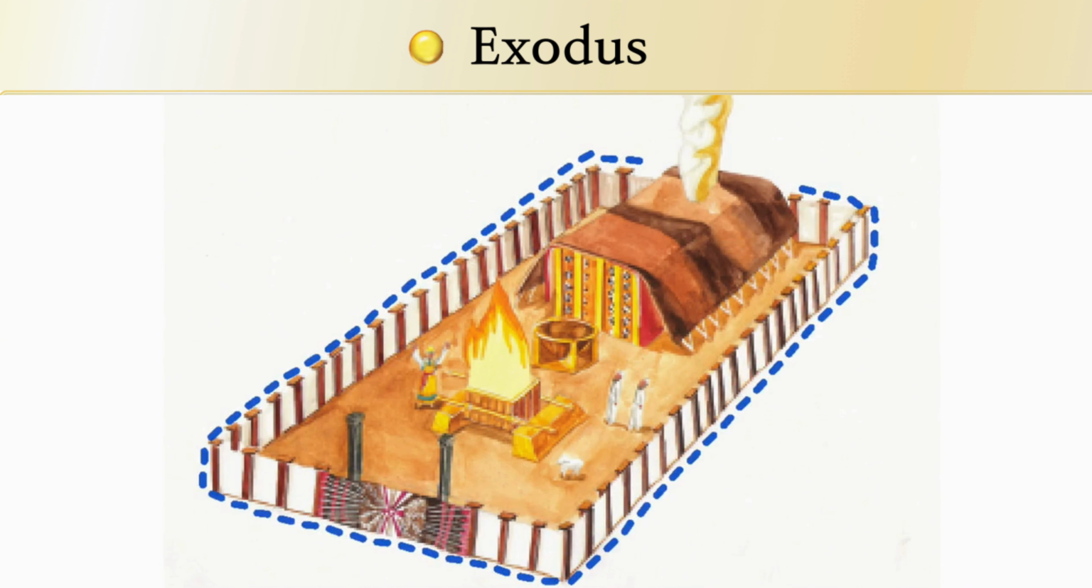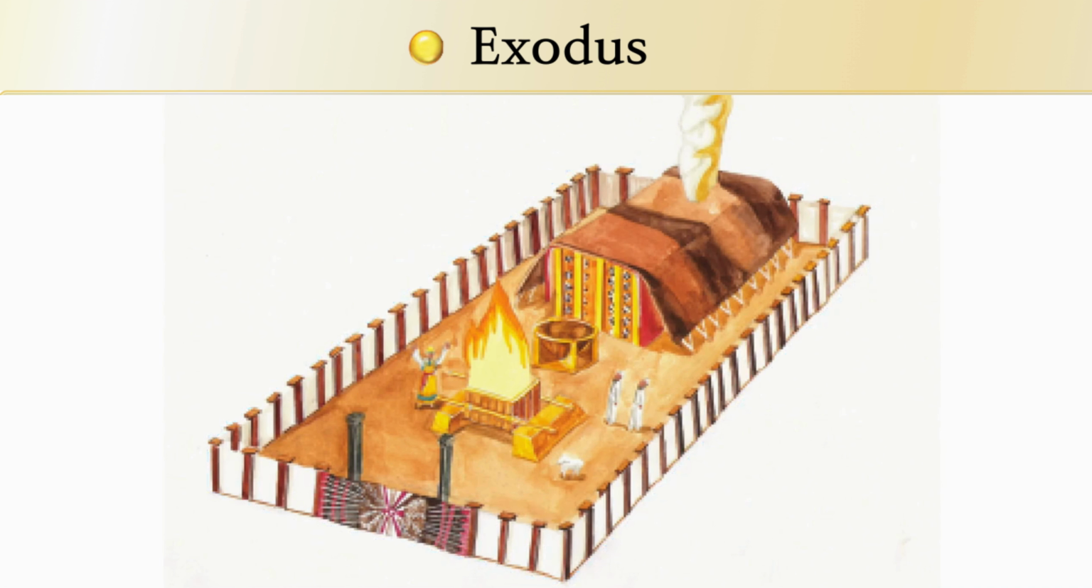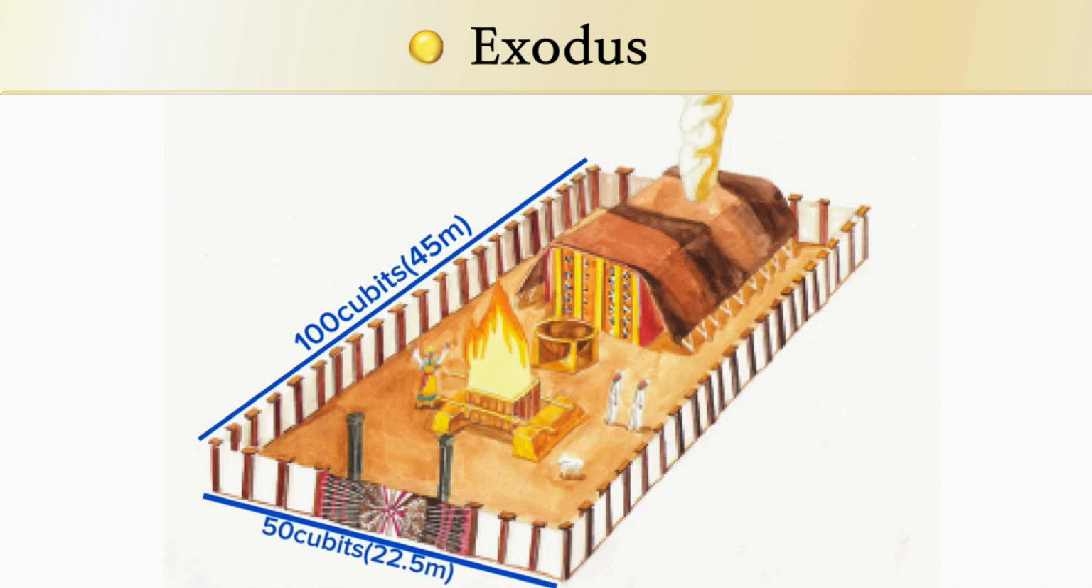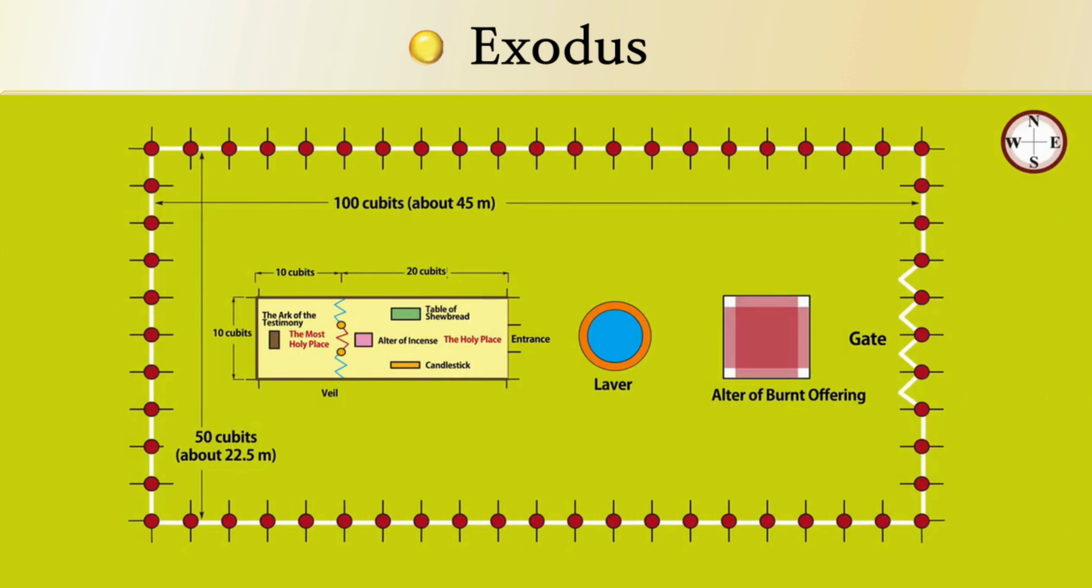The tabernacle fence surrounding the tabernacle measures 100 cubits wide, which is 45 meters, and 50 cubits long, which is 22.5 meters. Here's a floor plan of the tabernacle and its surroundings.